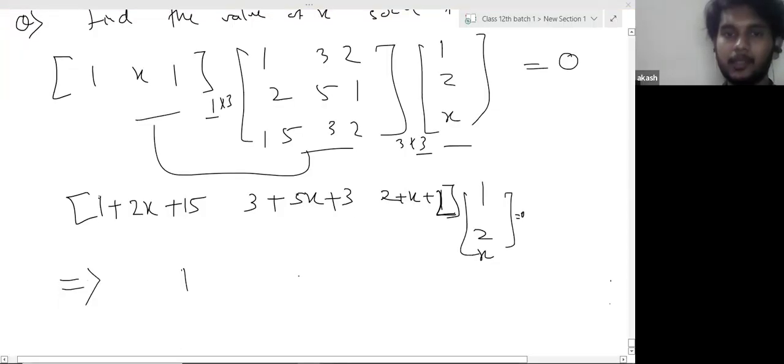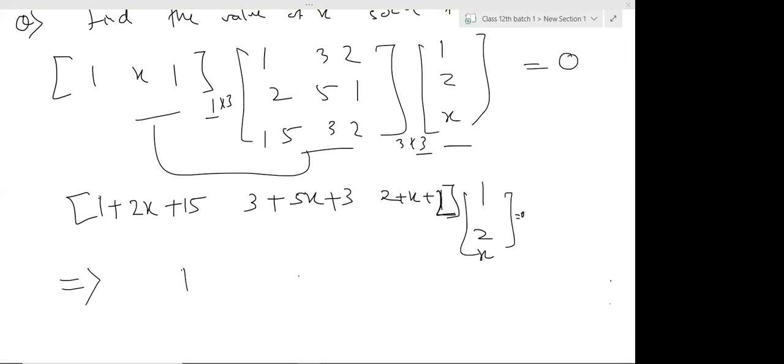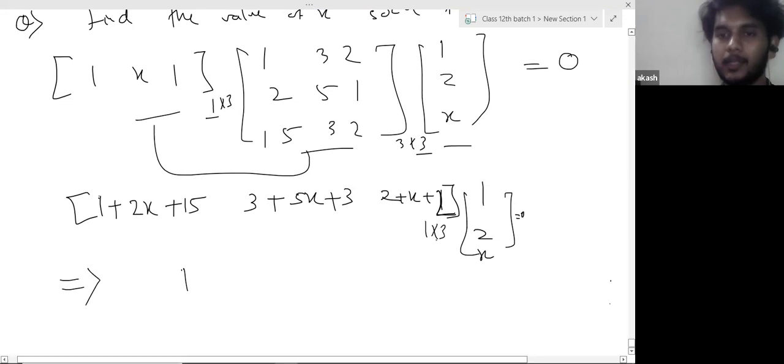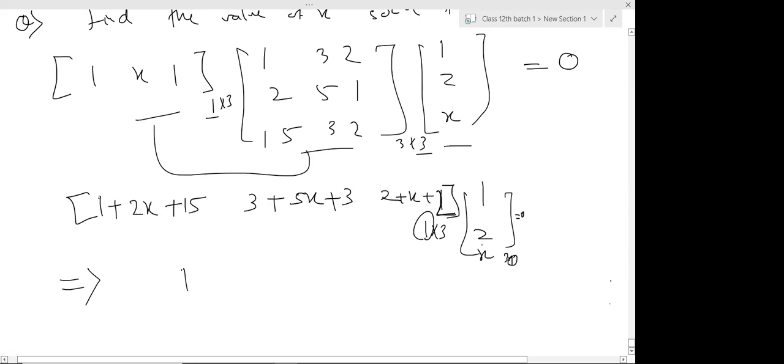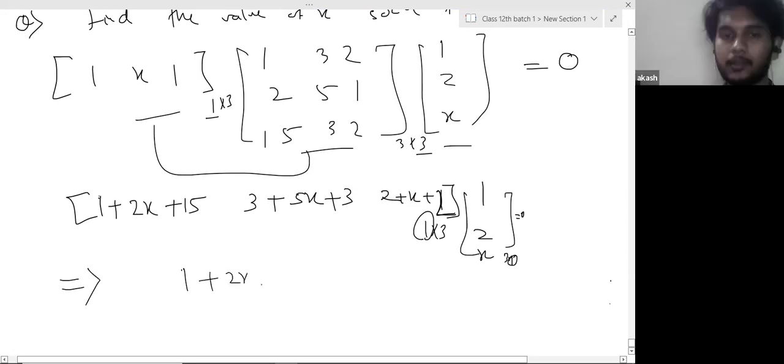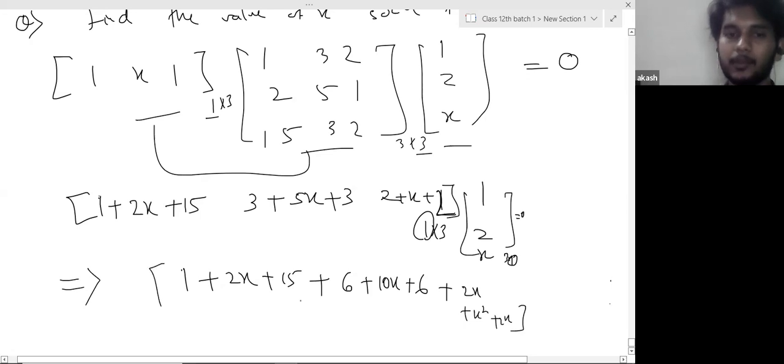Are you guys able to see the OneNote? Yes, we are. Yes, sir. So here the order of this matrix is 1 by 3 and this is 3 by 1. So the resultant matrix will have 1 by 1 order. That means only one element, right? So this will be 1 plus 2x plus 15 plus 2 times 3 is 6 plus 2 into 5x is 10x plus 6. And this is plus 2x plus x square plus 2x, right? And this is equal to 0.